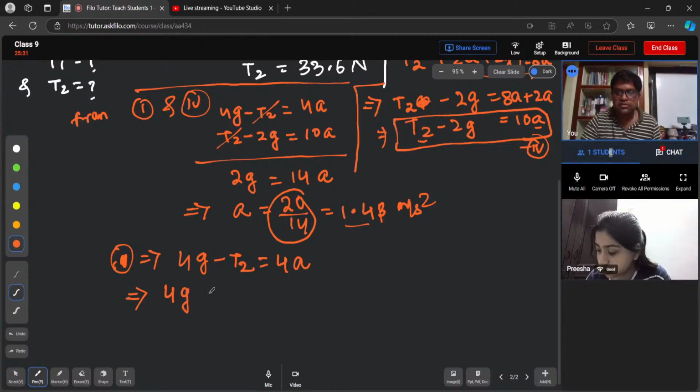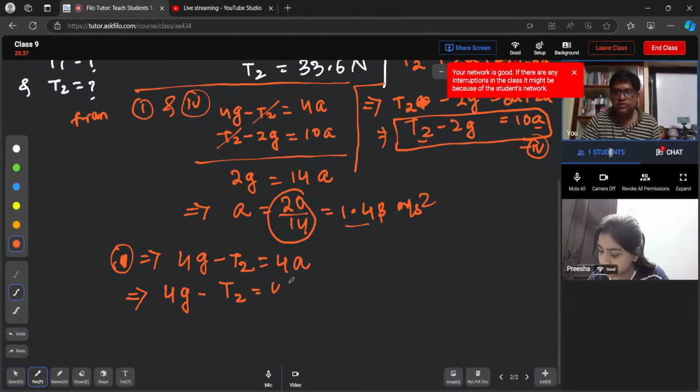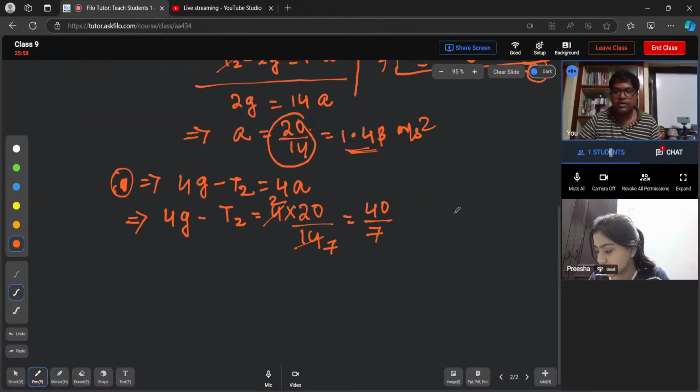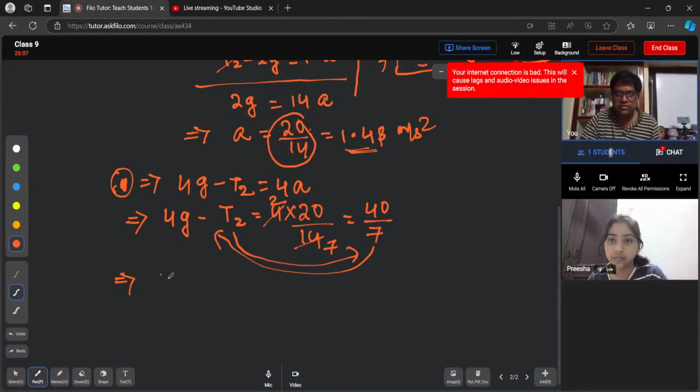4g minus T2 is 4a. The value of a we got, let us put the fraction because we have approximated this value. Let us put the fraction better: 20 by 14, that is 40 by 7. If we need the T2 value, let us bring T2 to the right side and this number to the left side. So 4g means 40 minus 40 by 7 equal to T2.